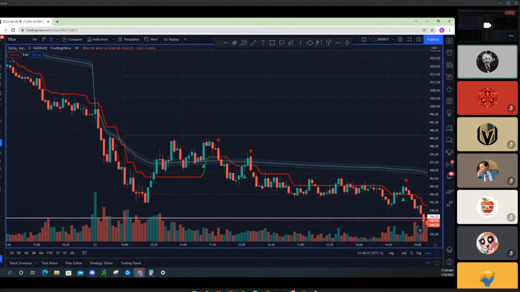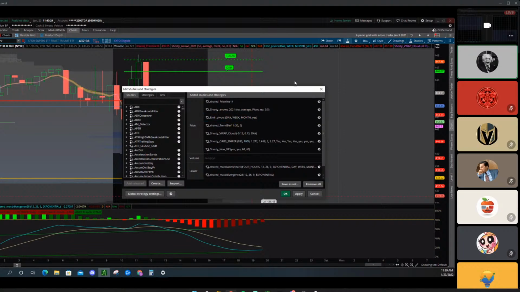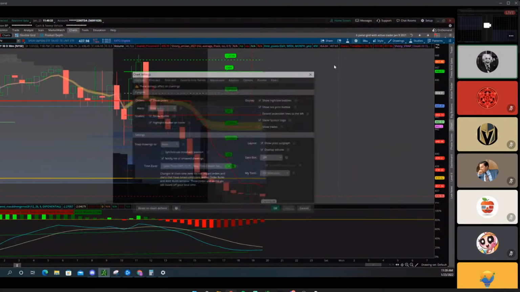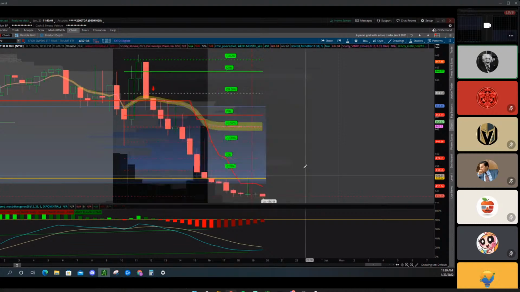How do you take everything off of TOS? So if you go in the TOS right here and you click on studies, you basically just remove all of this. You hit X, or under settings, there's a little show studies here. If you click this little pop-up here, display the settings under style menu, that's what I do.